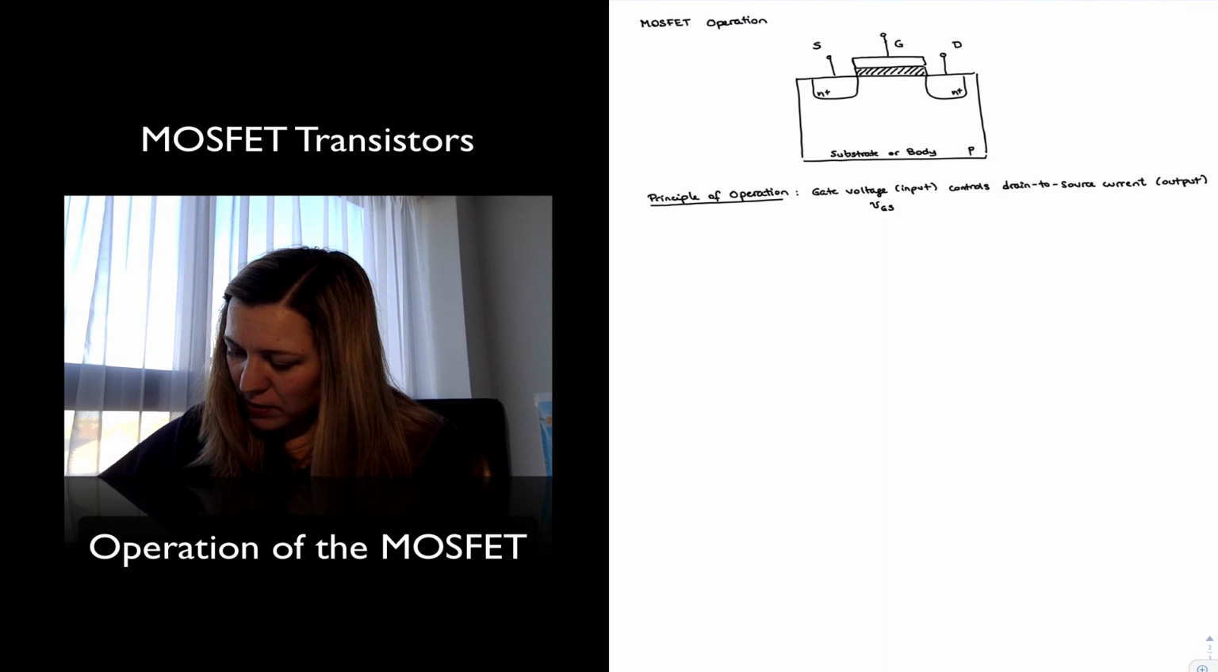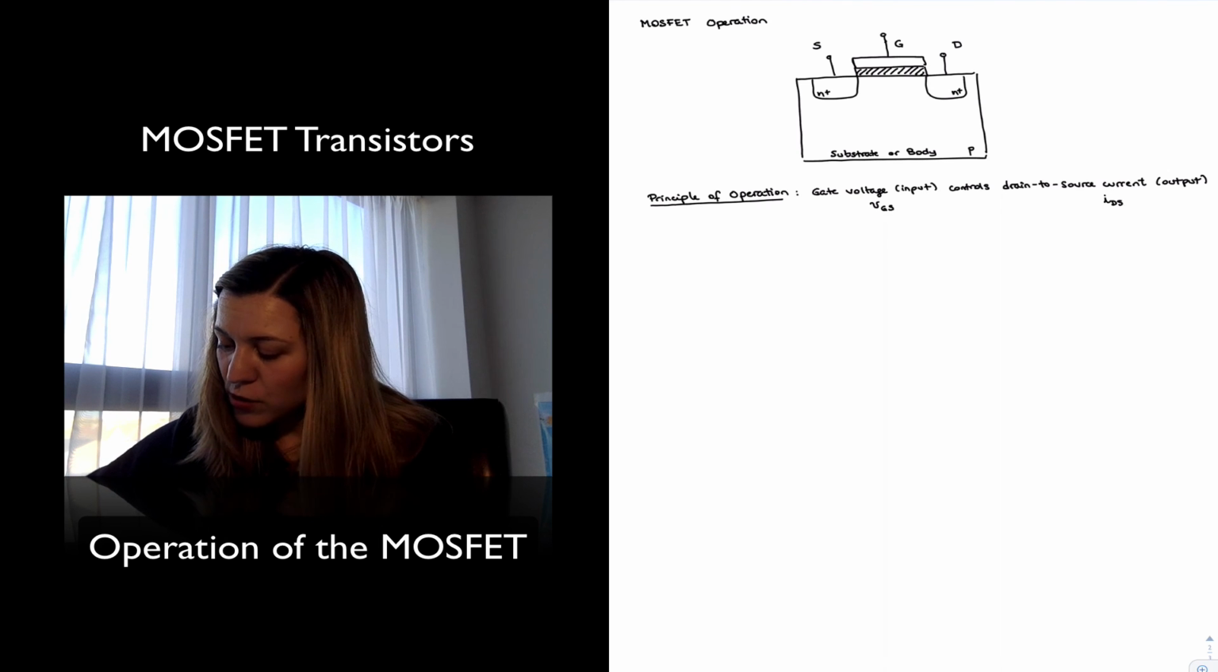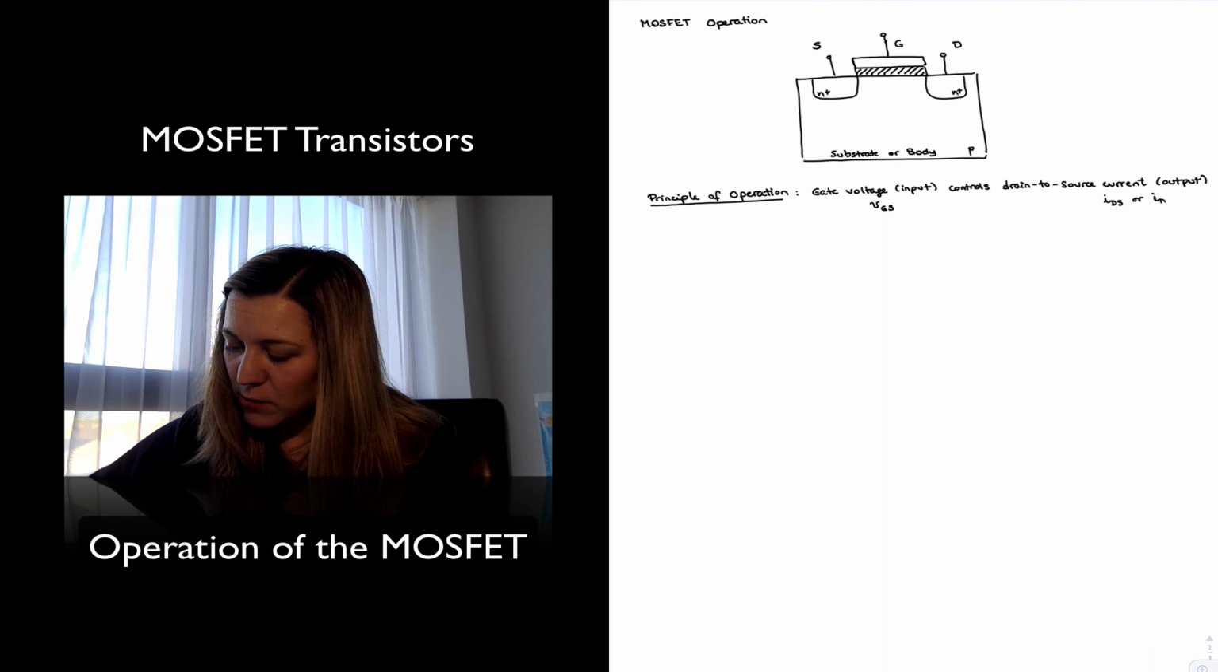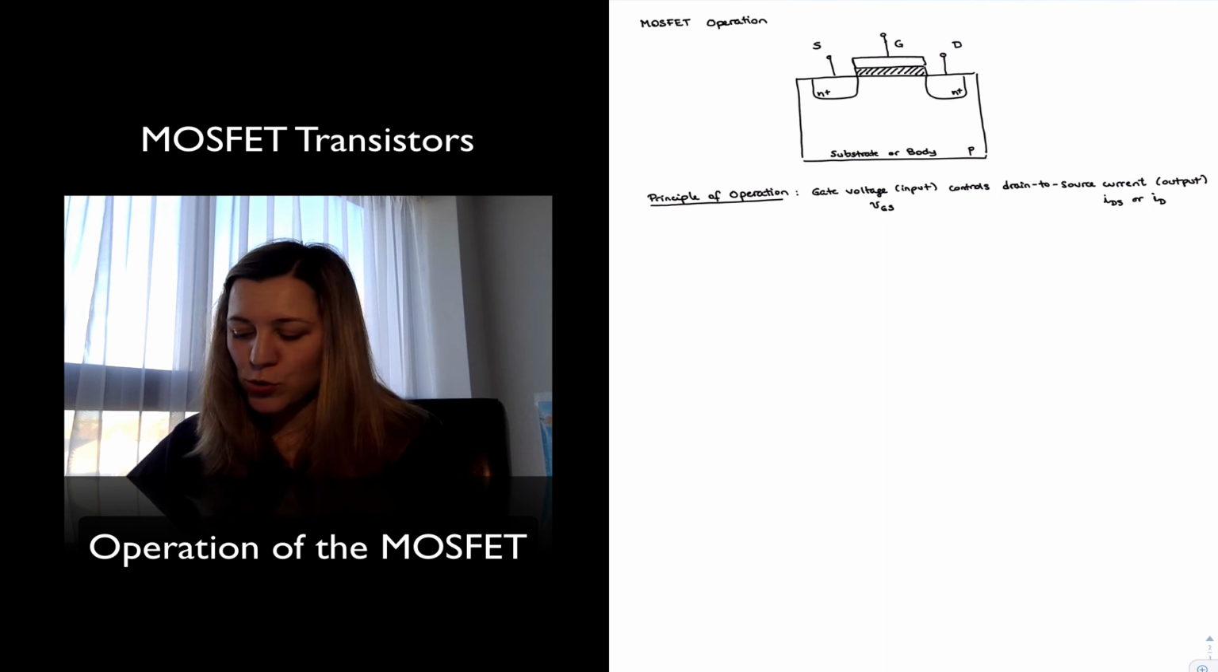And my output signal, you can refer to it as IDS or sometimes for short, as opposed to labeling current from drain to source, sometimes it's just simply referred to as ID, the current flowing through the drain, with the understanding that it is equal to the current flowing through the source.